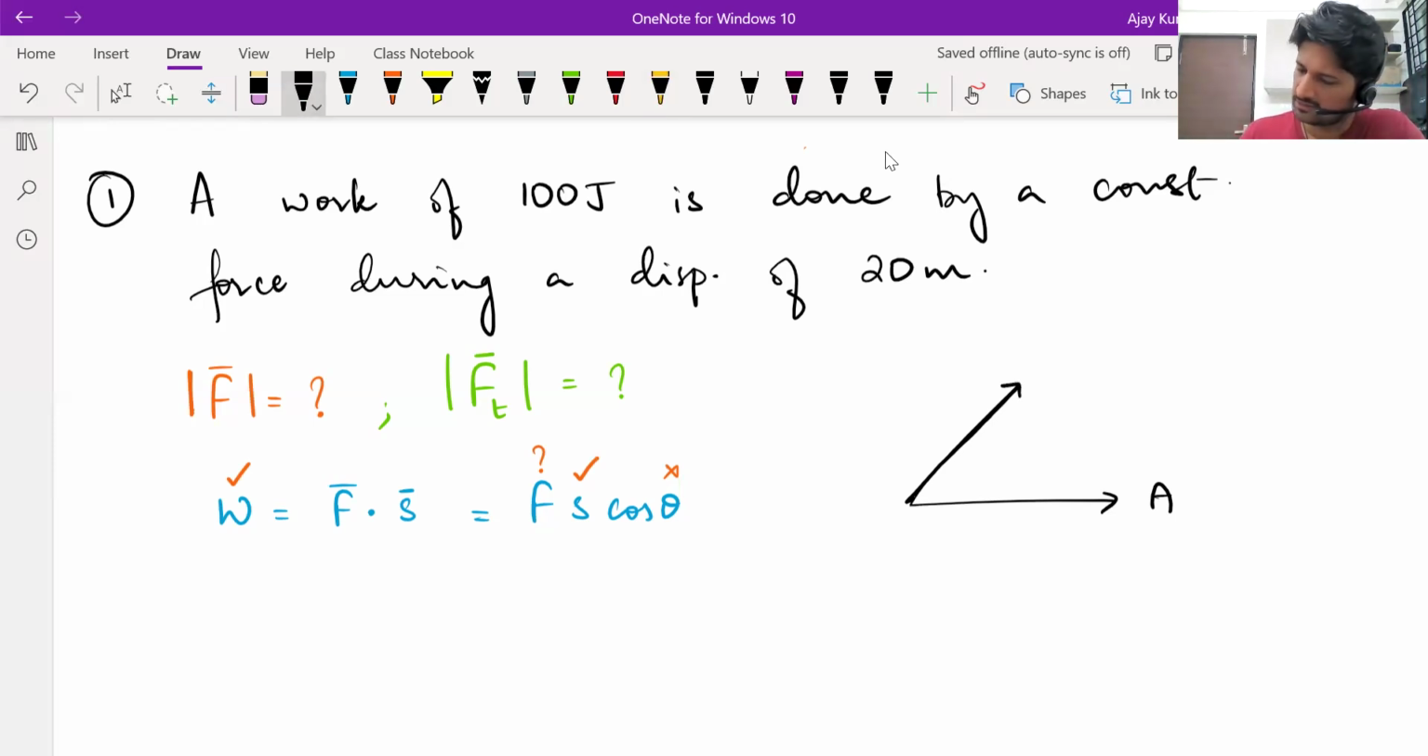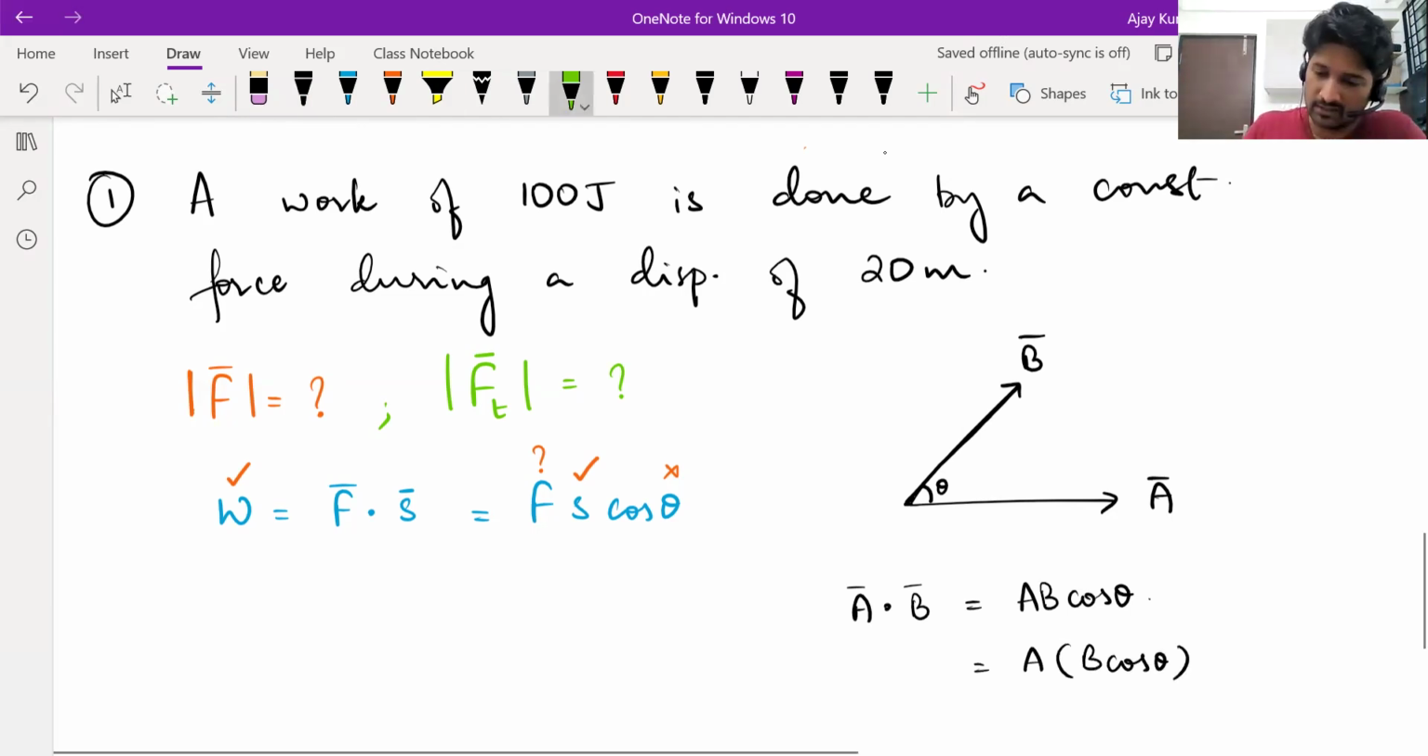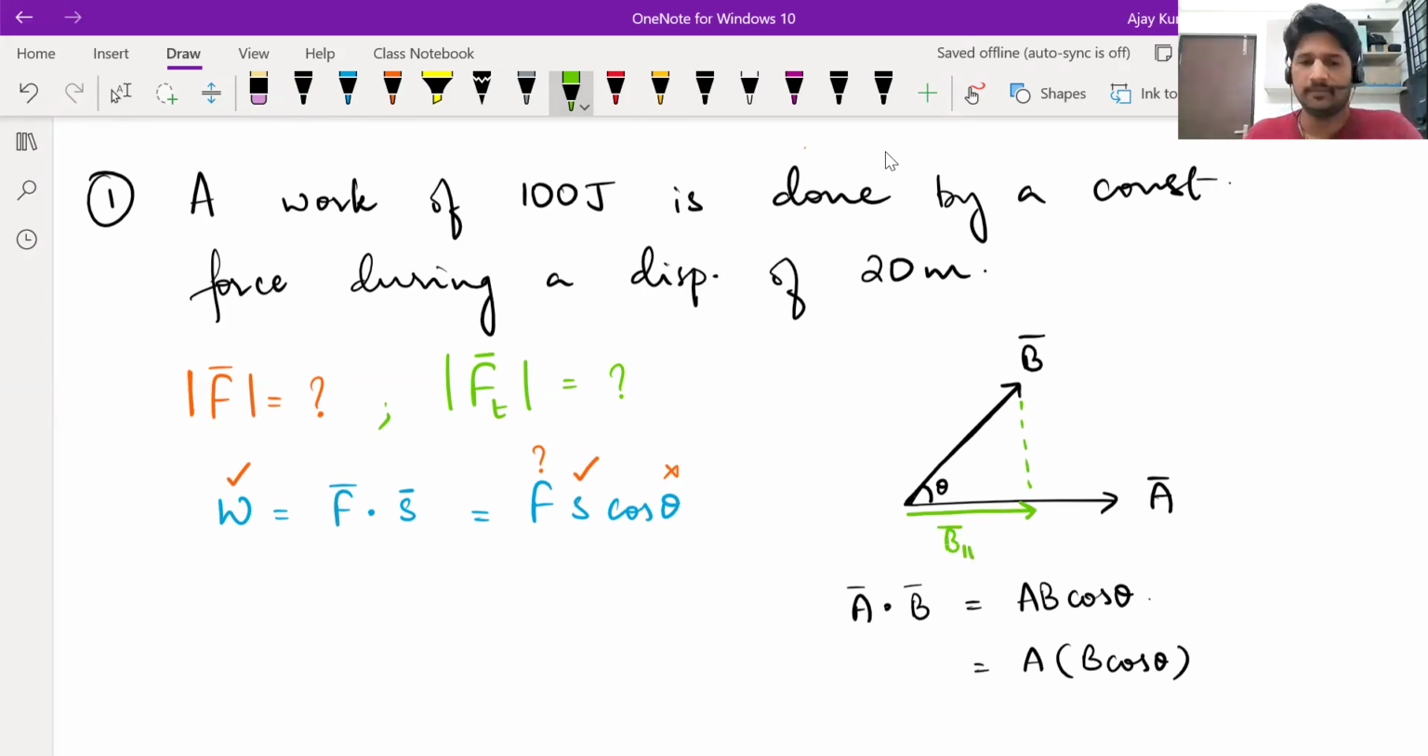So let's say there are two vectors A and B with an angle theta between them. We all know that A dot B by definition is AB cos theta. This can be treated as A multiplied with B cos theta. Now understand what B cos theta means. B cos theta is the component of B in the direction of A, or we can say component of B parallel to A. So you can treat the dot product as A multiplied with component of B parallel to A.